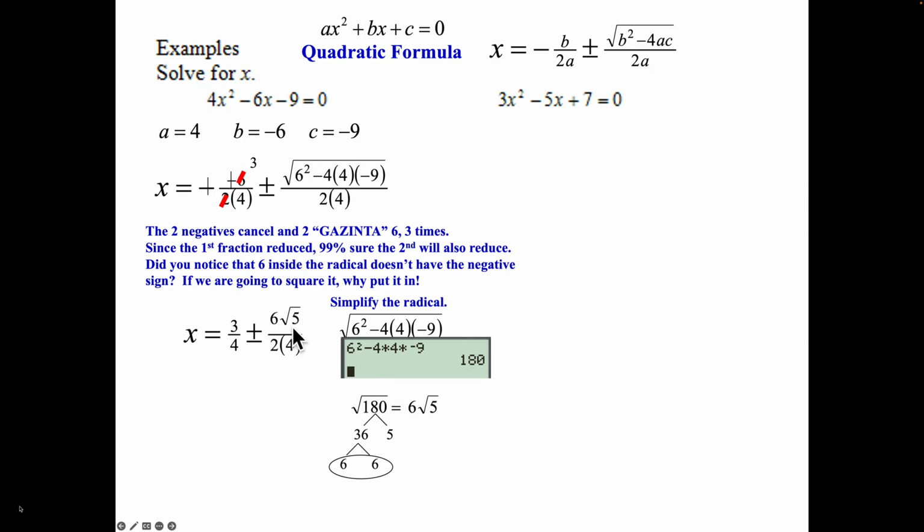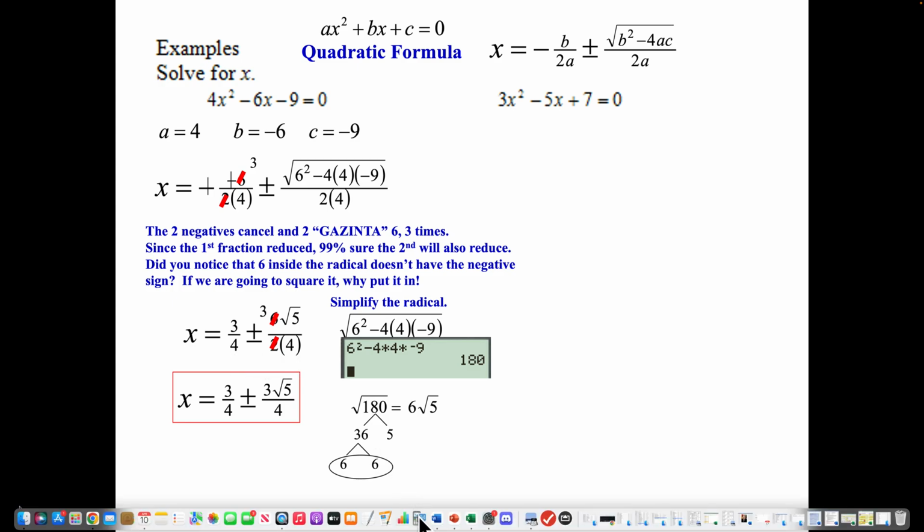And now we put that up in the numerator. And like I said, since we were able to simplify this fraction, this 2 can go into that 6 3 times. And there's our simplified answer. Okay? All right. Next problem.